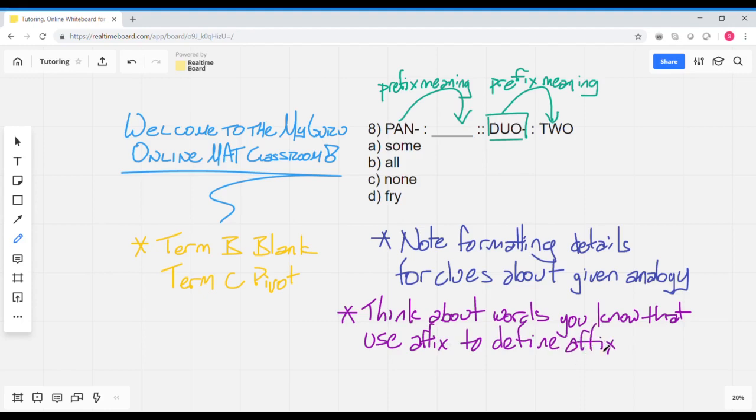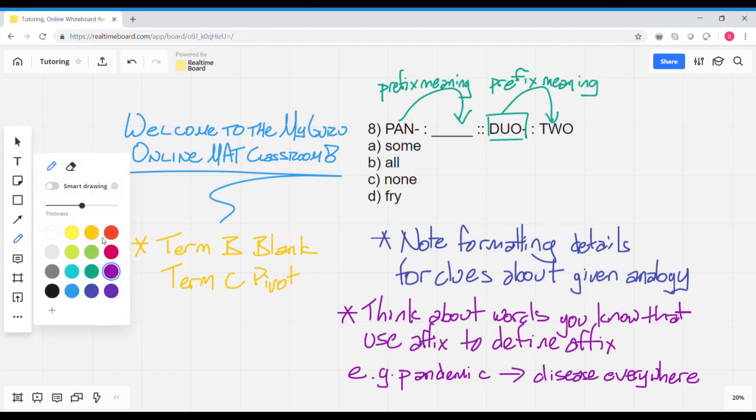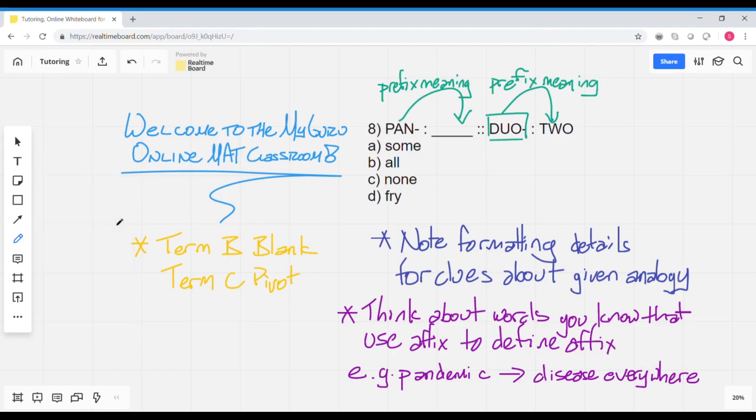Now, to my mind, and whether this is a comment on my own mind state, I think of pandemic when I hear the prefix pan. So we can just think about what a pandemic means. A pandemic is basically when you have disease everywhere. And so I know that pan basically means something like everywhere. So we go back up to our answer choices and we consider them against everywhere.